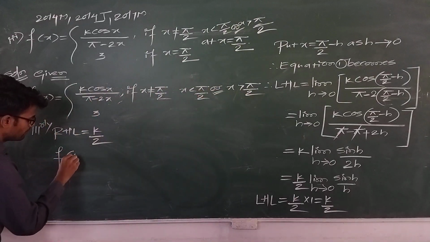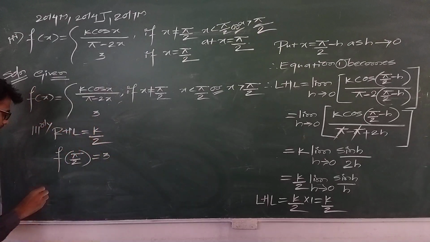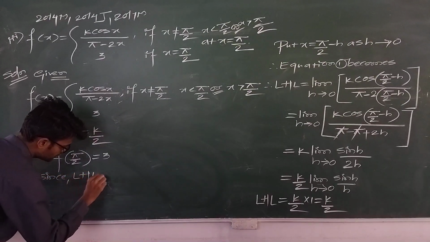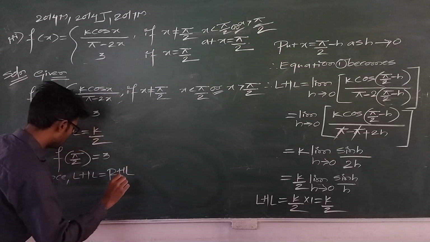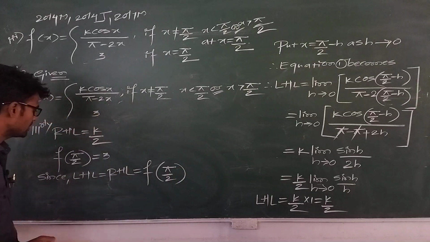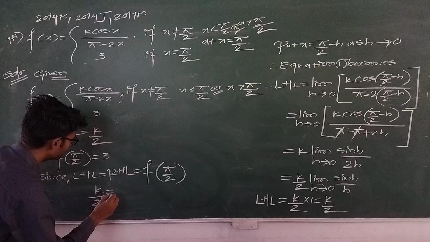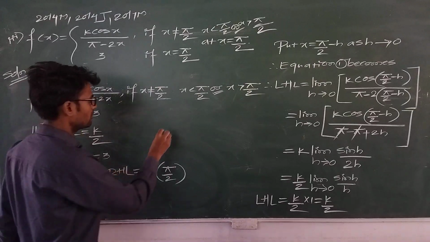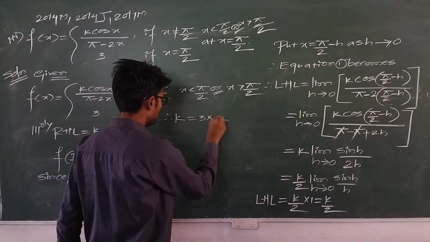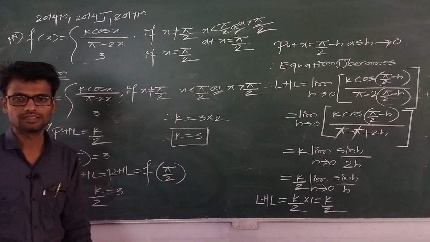Next you go for f of pi by 2. So f of pi by 2 is we are having here 3, right? And since we already have left hand limit is equal to right hand limit is equal to f of pi by 2. So the left hand limit is k by 2, the right hand limit is also k by 2, f of pi by 2 is 3. So therefore I will write the value of k is equal to, we take 2 to this side, it becomes 3 into 2. So therefore the value of k is 6.